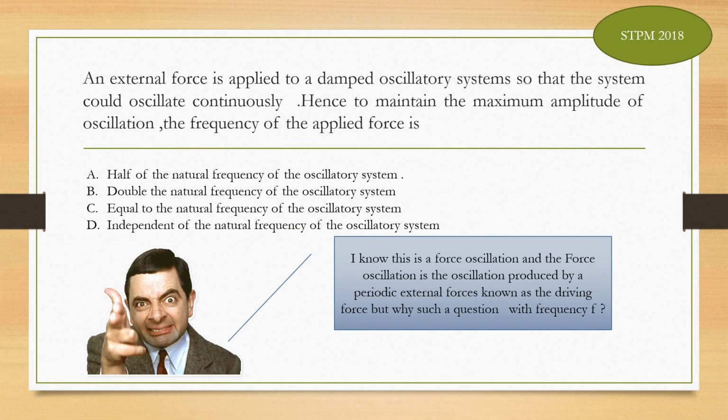Now let's look at the next concept. Let's look at this question and analyze. An external force is applied to a damped oscillatory system so that the system could oscillate continuously. Hence, to maintain the maximum amplitude of oscillation, the frequency of the applied force is... Now you know this is a forced oscillation, correct? How do you know it's a forced oscillation? Because it says an external force is applied.